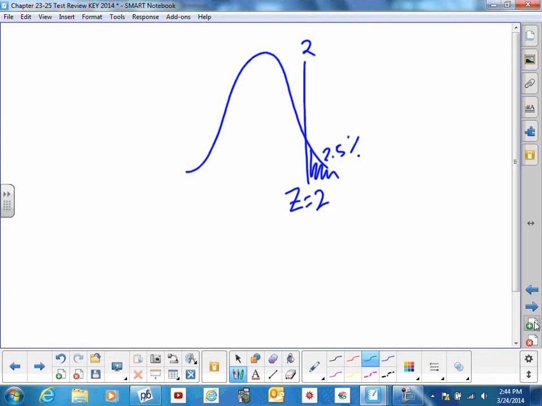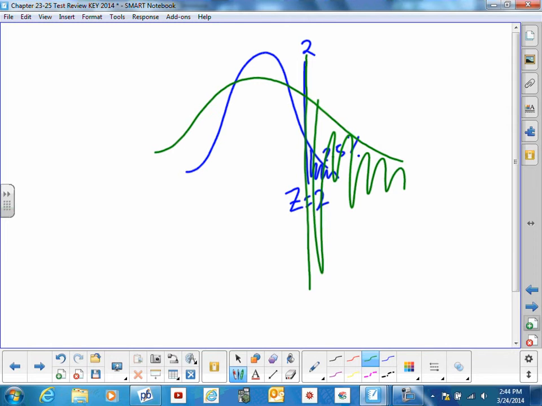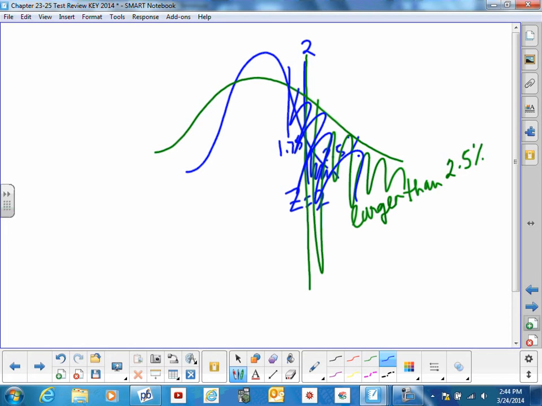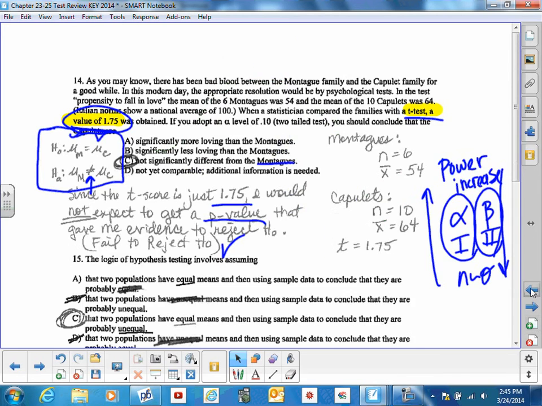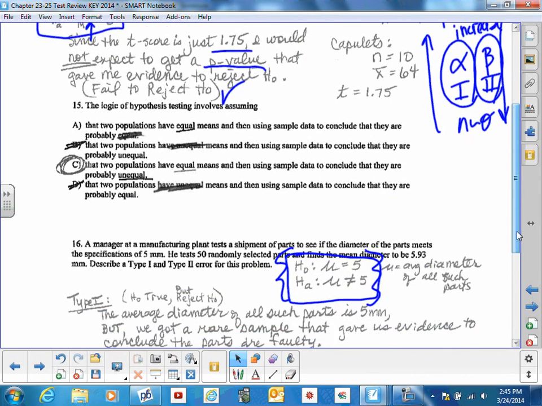So a t-curve is going to actually have more in the tails. So even if you were at 2, this area in the tail of a t-curve, I'm exaggerating here, is going to be larger than what it was in the normal curve of 2.5%. So certainly at 1.75, there's going to be way more than that 2.5% for sure, okay? So that's why you know you're really, really safe. All right, so there you go. That was how I came up with that decision.